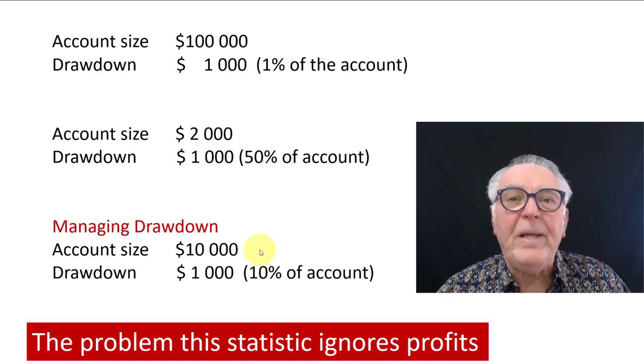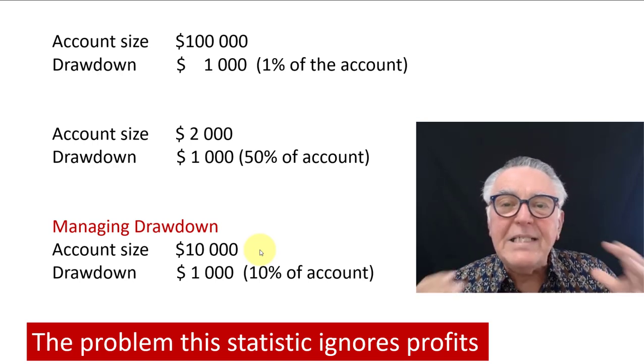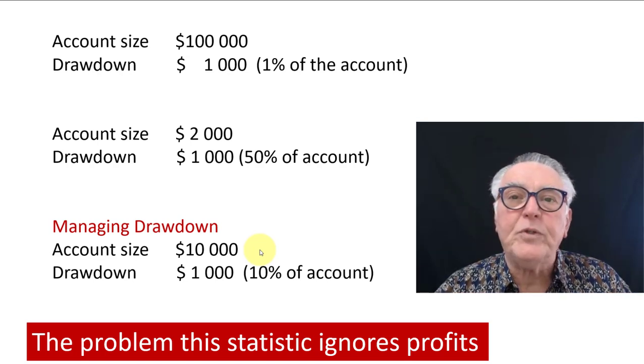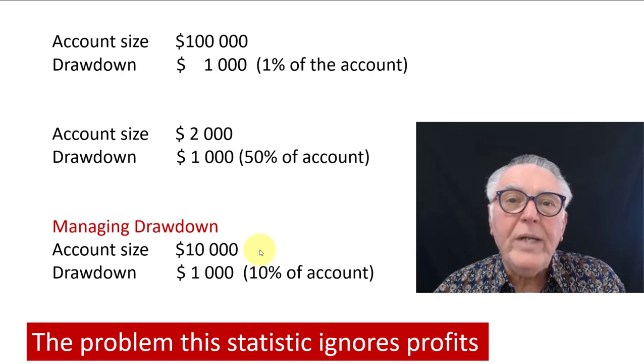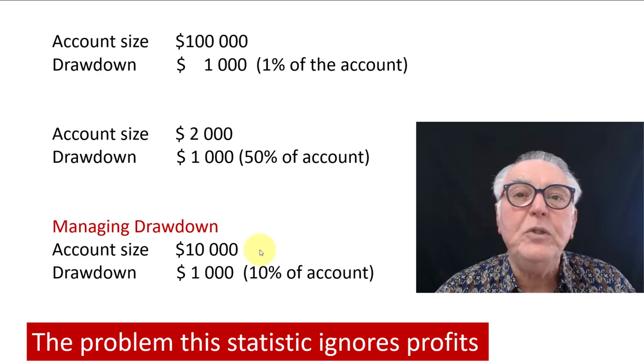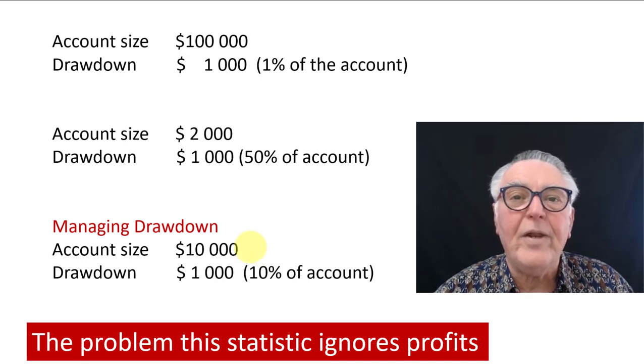So the next step, and this is where the big jump is, this is a conceptual jump where more experienced traders know that drawdown represents risk and your gain should be related to the risk that you're taking. So let's go and have a look at that.